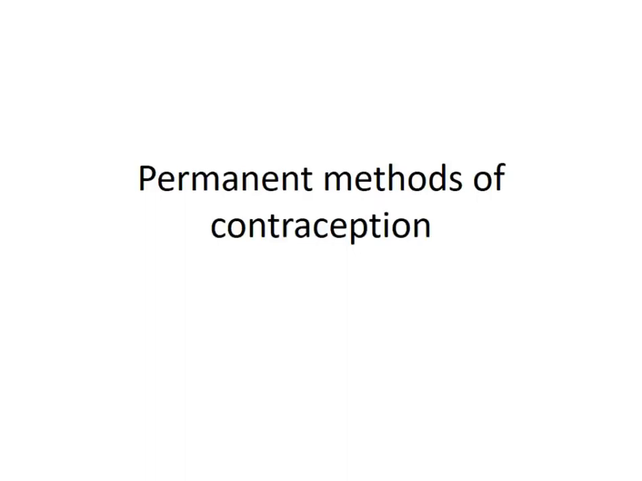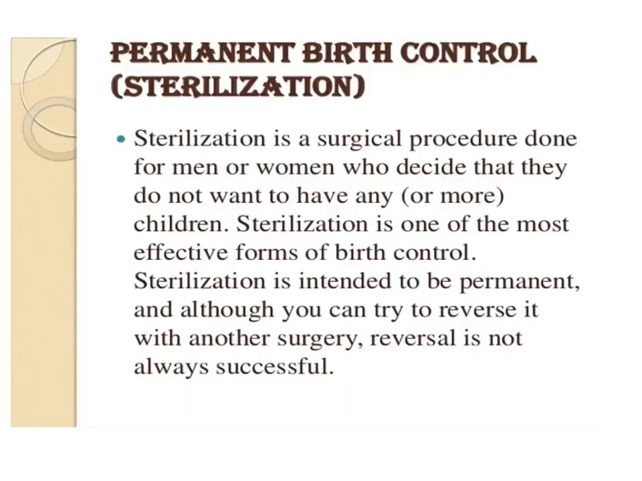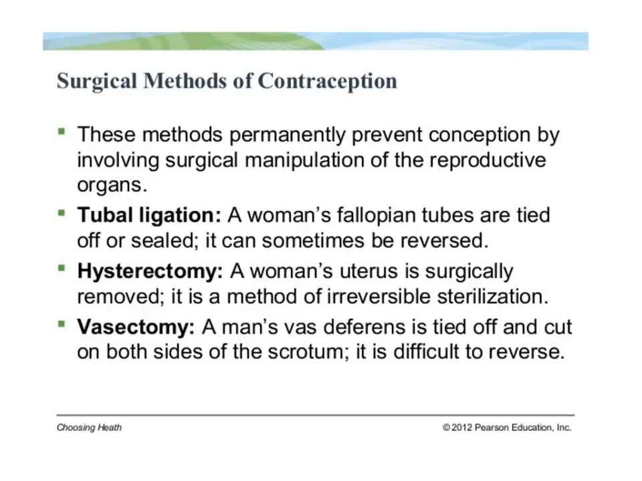Permanent methods of contraception are the sterilization or surgical methods. This is usually permanent, though there are times when people want to undo that sterilization operation, but the results are not very good. Surgical methods permanently prevent conception by surgical manipulation of the reproductive organs: tubal ligation, tying up the fallopian tube; hysterectomy, removing the uterus; and vasectomy, where the vas deferens is tied up.